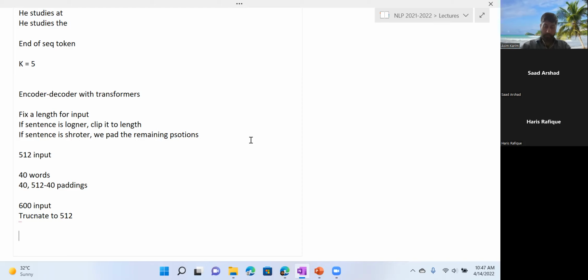Any questions? Okay, so now let's move on to evaluation, and we'll come back to some further concepts later on. So, evaluating machine translation.